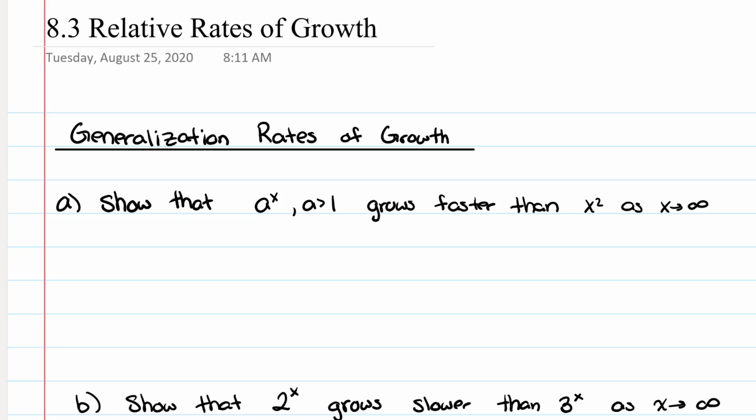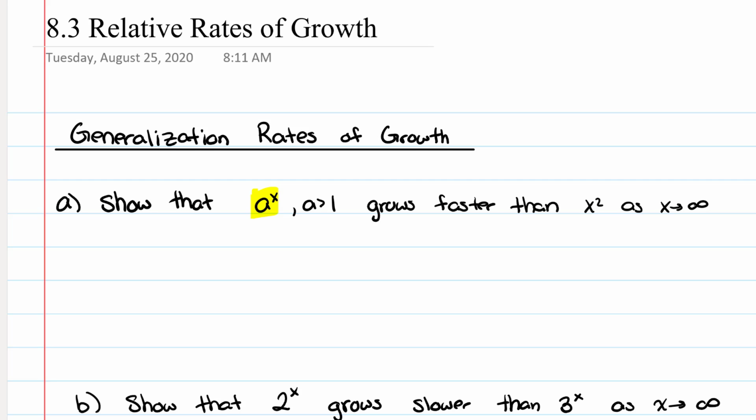8.3, Example 2. Before we dive into Example 2, I want to talk about how to generalize rates of growth for different functions. So we're going to show, for part A, that a to the x when a is greater than 1 grows faster than x squared as x approaches infinity. So remember, a to the x could be 2 to the x, 3 to the x, e to the x, any exponential function where a is greater than 1.